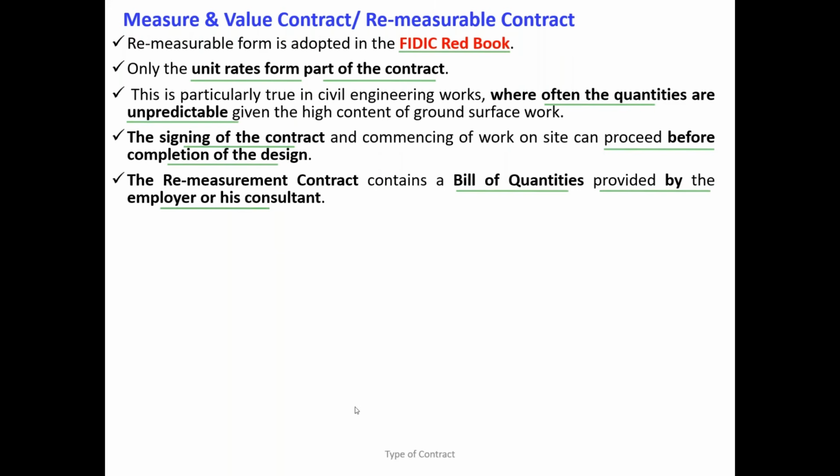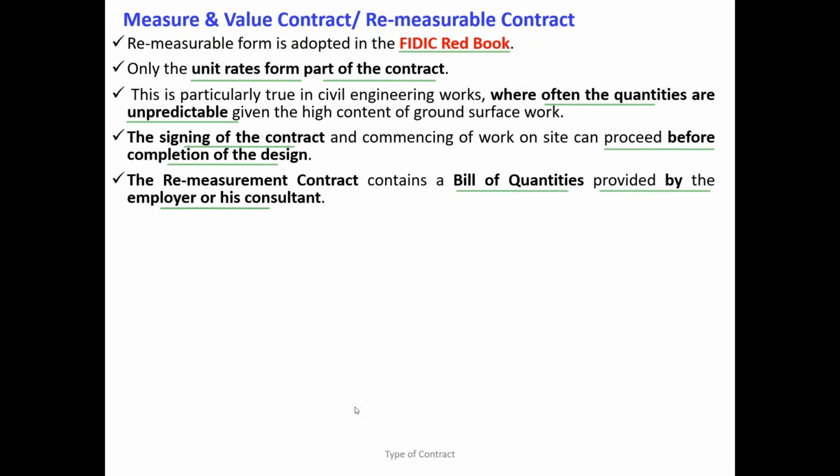Now think carefully. Any contract signed under the remeasurable contract, can we say the contract sum which you agreed is a final contract sum, like a lump sum contract? What do you think, everybody? No, isn't it? No. Why? Scope of work is not defined.